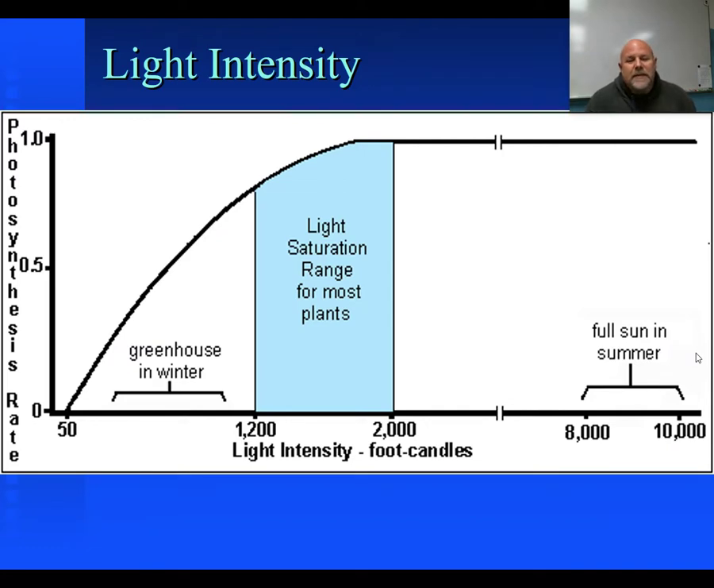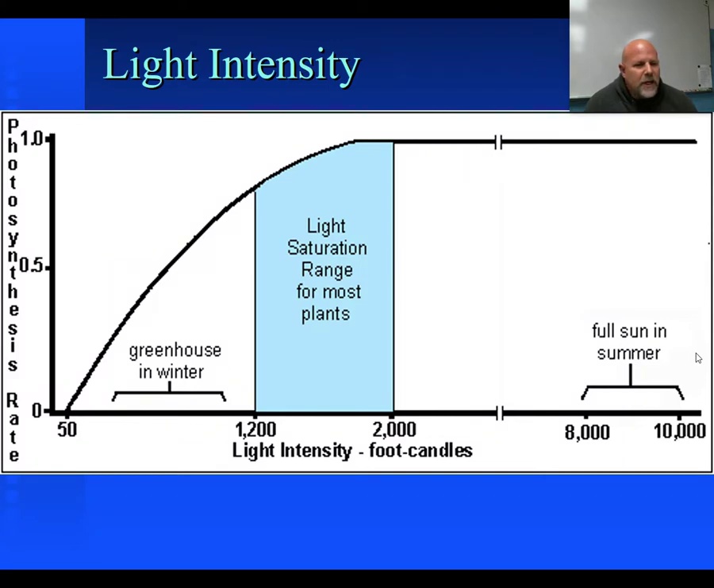Light intensity is also something that's going to affect the rate of photosynthesis, although it's not continuous. Light intensity helps, but once we reach a certain light saturation level, the amount of increase in the rate of photosynthesis levels off.